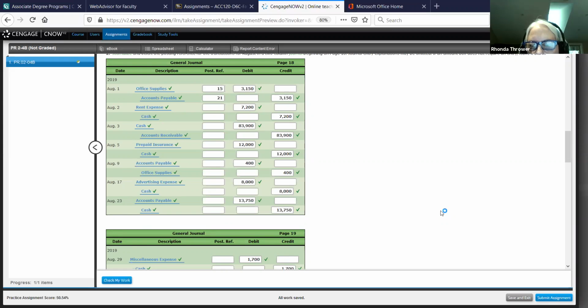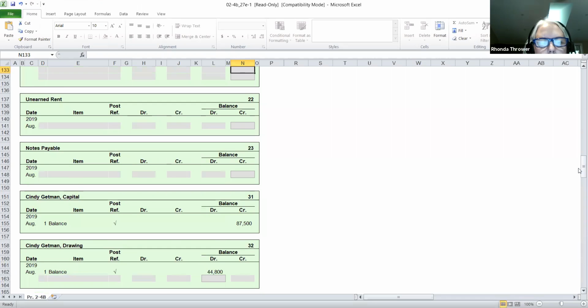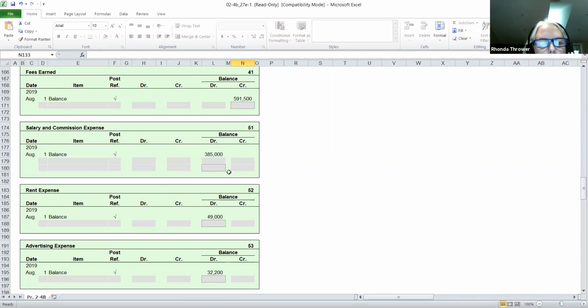So I'm going to stop sharing my screen with you again. I'm going to do a new share. And I'm going to look at my Excel. And you should be able to see your ledger. This is your ledger. And we're going to go to the rent expense account in the ledger. And I'm going to put in the date, which is August the 2nd. In my post reference, this is still coming from journal page 18.